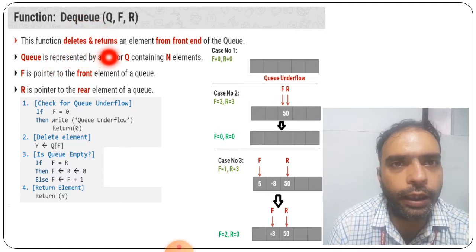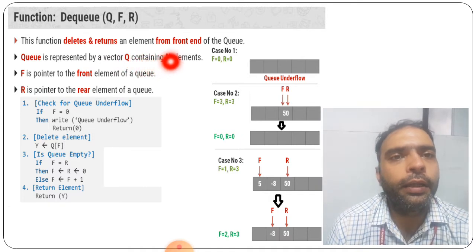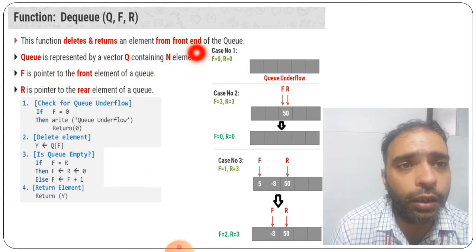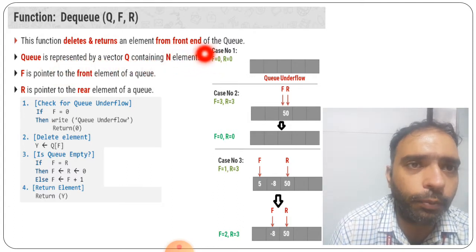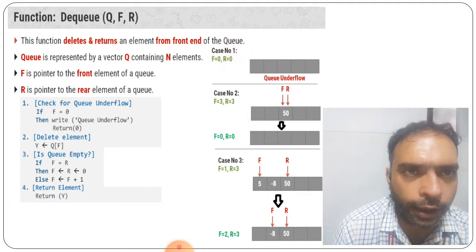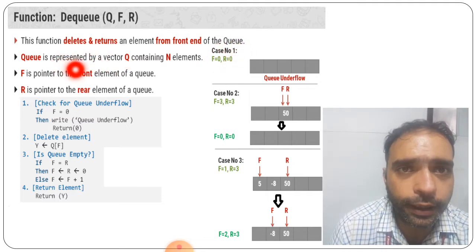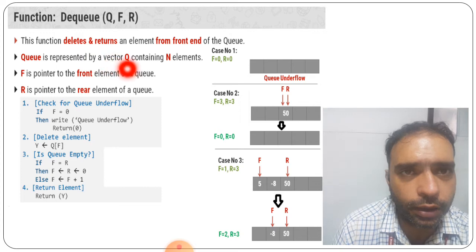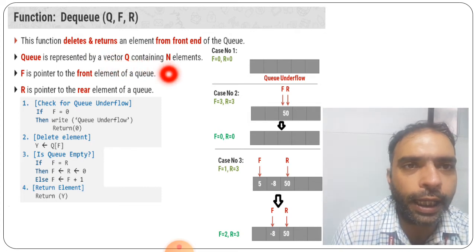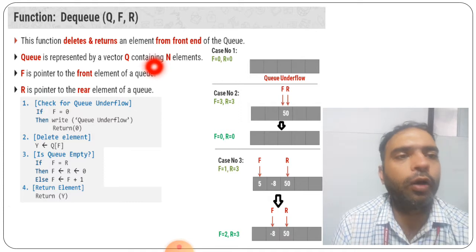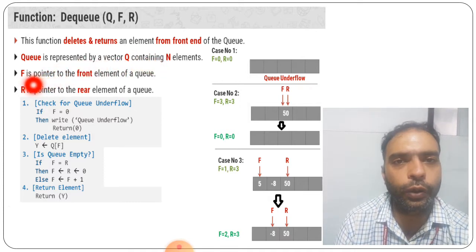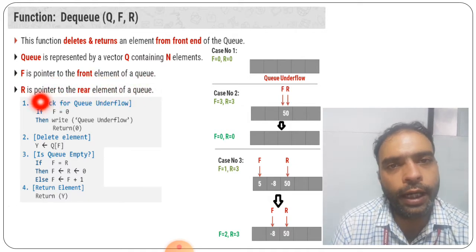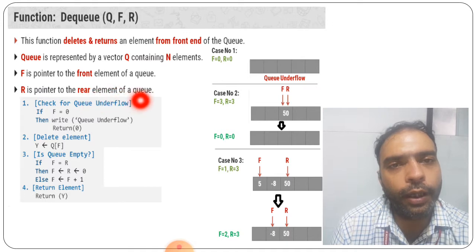Here it will delete and return an element from the front end of the queue, right? From the front end of the queue. So we have to delete the particular element from the front end, not from the rear end. Here the queue is presented by a vector q containing n elements, decided by the user, how many elements the user wants in a queue, and f is a pointer to the front element of the queue, and r is a pointer to the rear element of the queue.